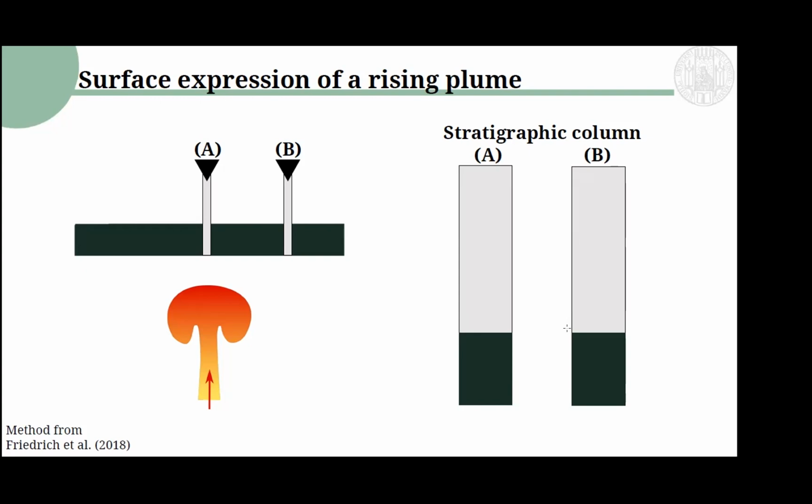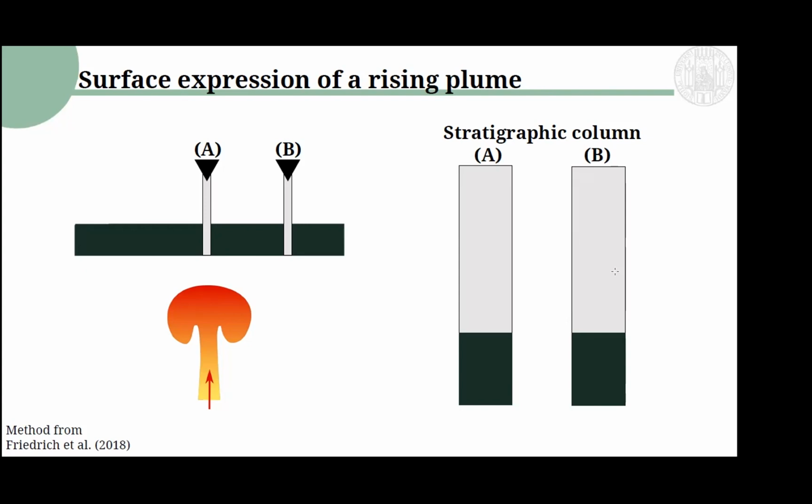So what you have here is a rising plume, two stratigraphic columns, one on the center of the plume and the other one in the far field. And here I amplified the stratigraphic columns, and we can see how sedimentation goes through.